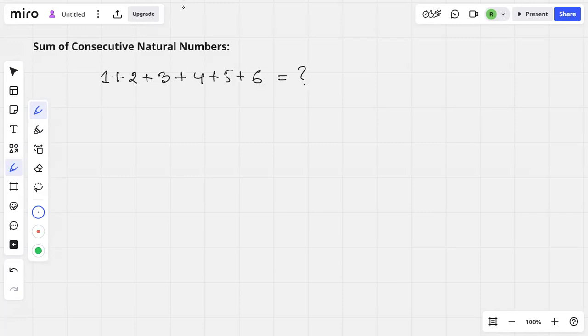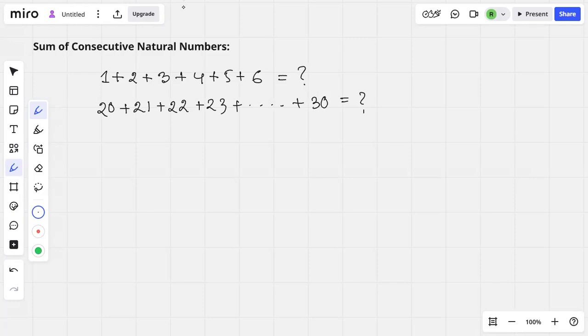This is one kind of sum of consecutive natural numbers. It can also be like this. Let's say we start from 20, and we say 20 plus 21 plus 22 plus 23, all the way, suppose, up to 30. So in these sorts of cases, we start from a number and consecutively one is increased, and this goes on to a particular number, and we need the summation of all of them.